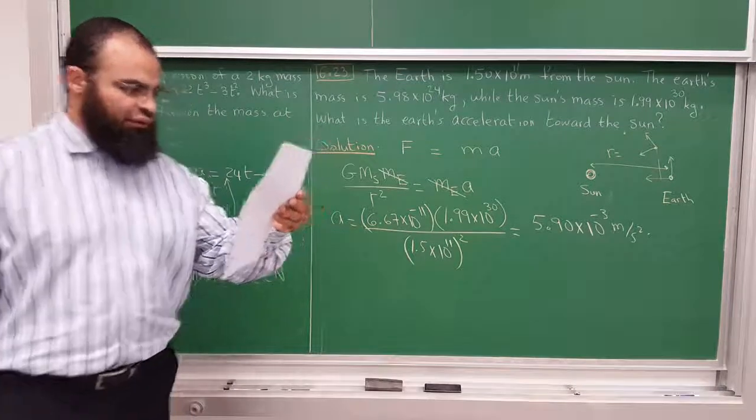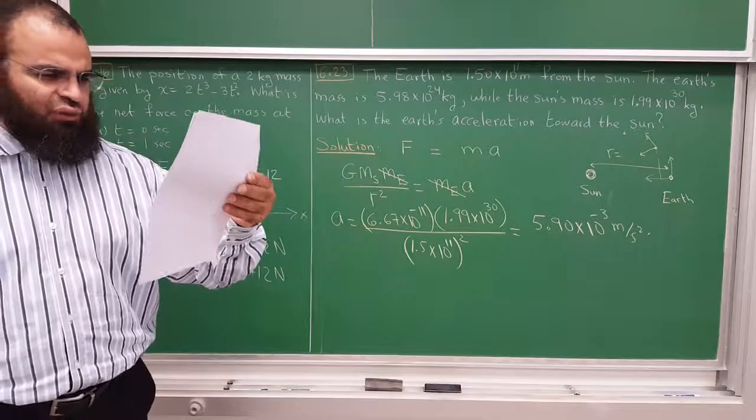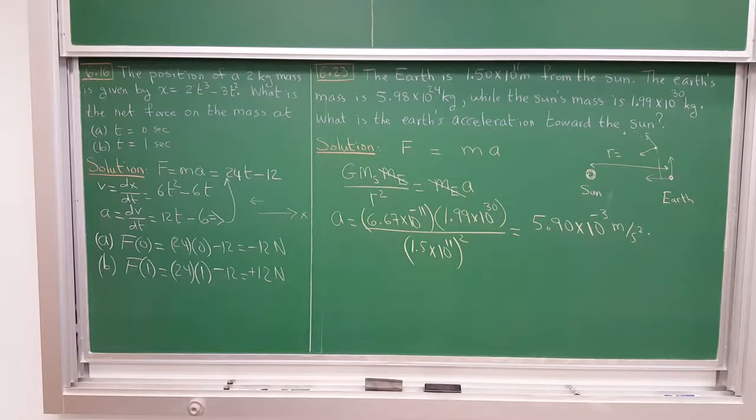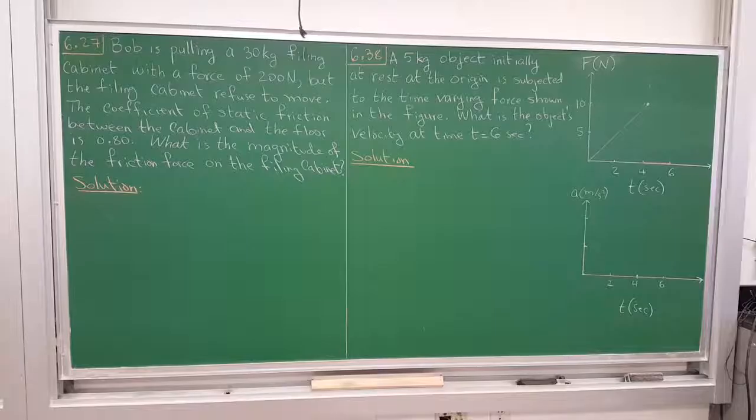Yes, all right, good. I think I have it right. So it's not like 9.8. It's 5.9 times 10 to the negative 3. Again, we will come back to this in the future. We will now look at a different problem.